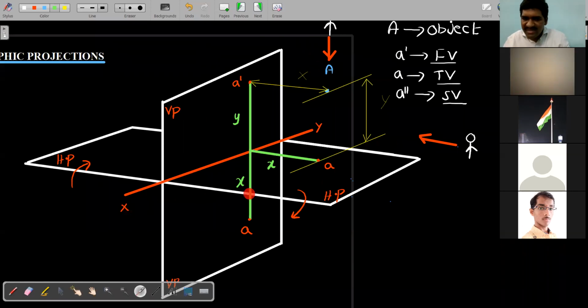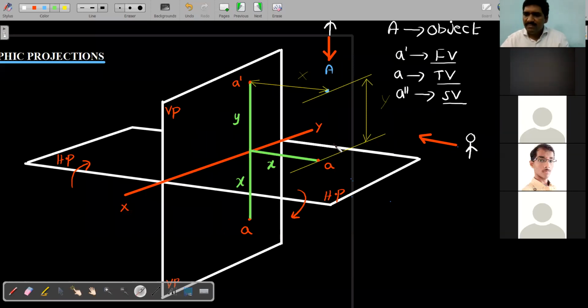Okay, and when this is coming to this position, definitely I can say this distance x is there in all of you. Okay, this x will be definitely coming to this position or not?